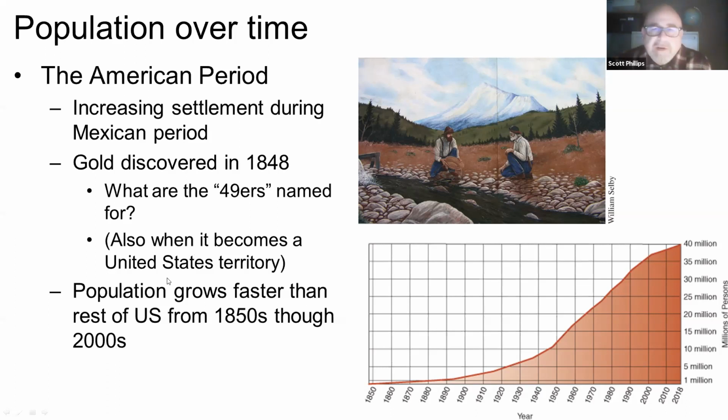With the discovery of gold, though, you have a massive influx of people across the country. I assigned an extra video called The West that talks about that, but people just flooded in once word got out in 1849. And ever since that time, you've had a massive increase of people coming into California. So population growth in California has exceeded that of the United States from about 1850 till today. It's changing a little bit today. We'll talk about that later.